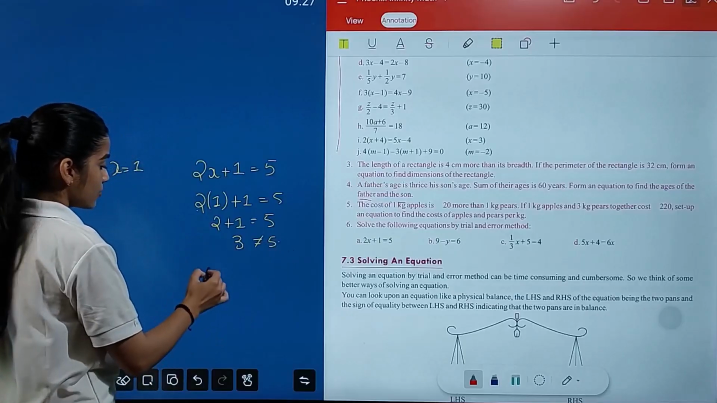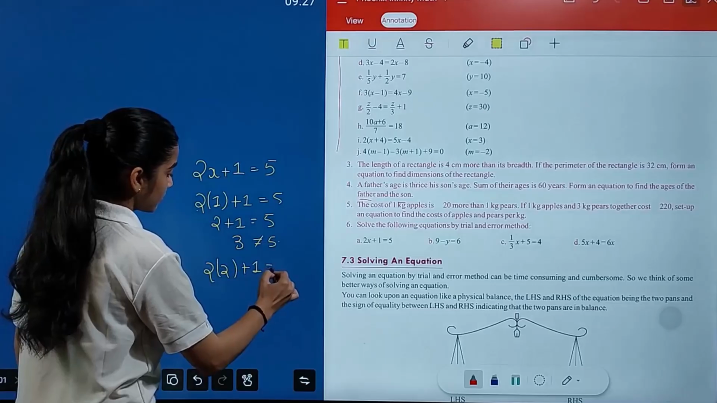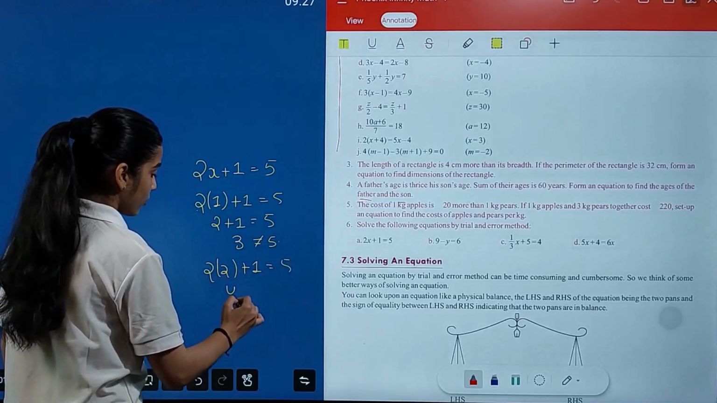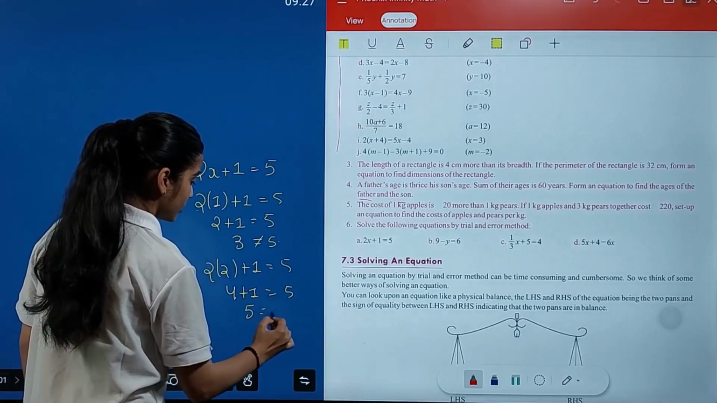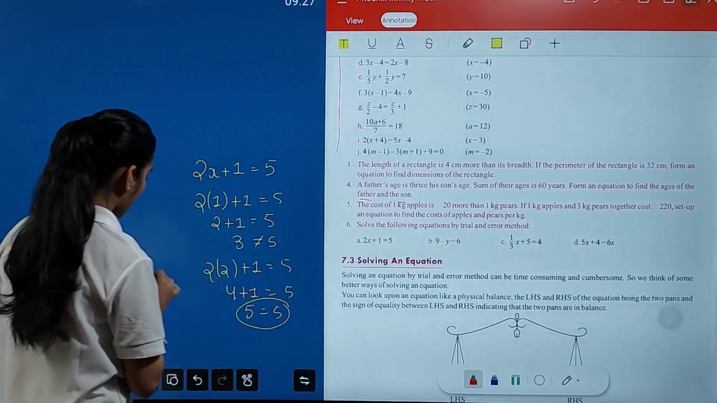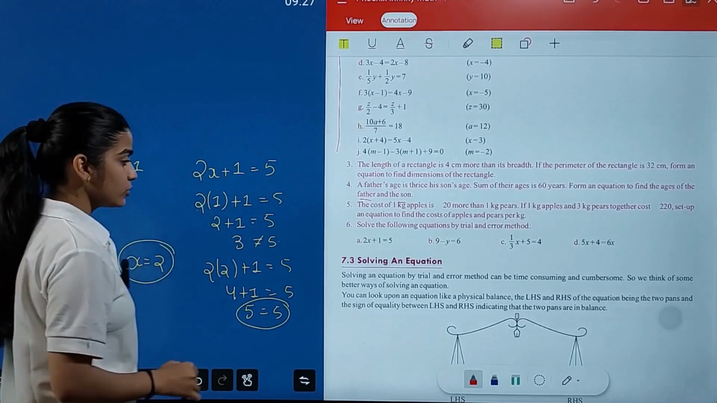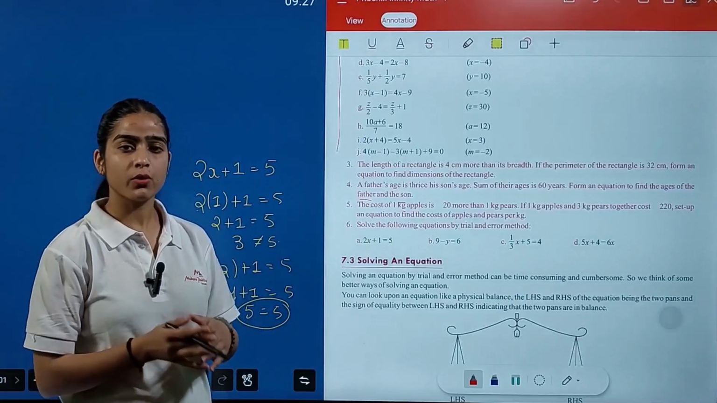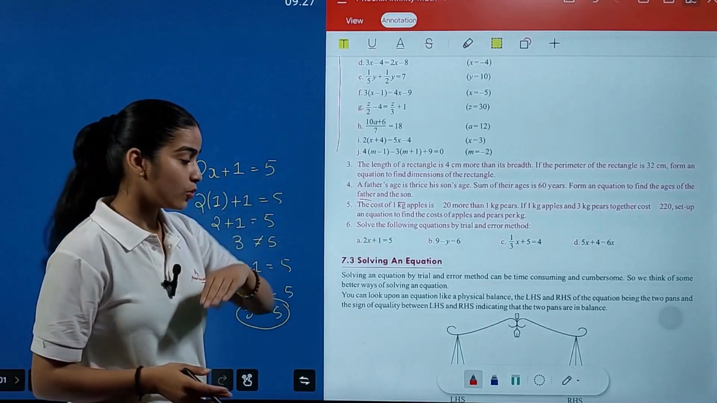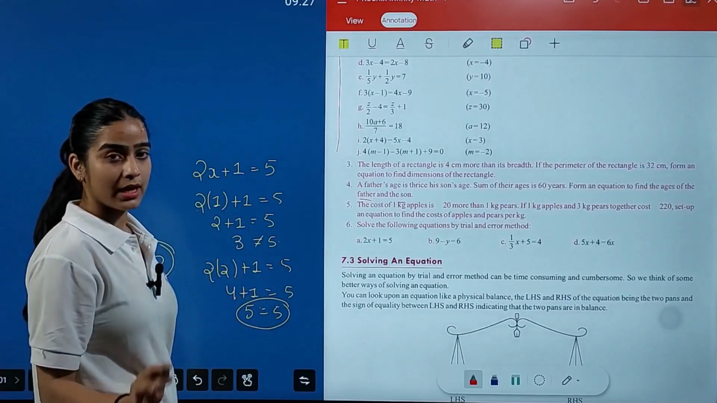Next we put the x value as 2. 2 multiplied by 2 is 4. 4 plus 1 is equal to 5, and 5 is equal to 5. It means according to the trial and error method, x is equal to 2. In the same manner, you just have to put different values into x, like 1, 2, 3, 4, and where your left hand side and right hand side become equal to each other, that value is the value of x.